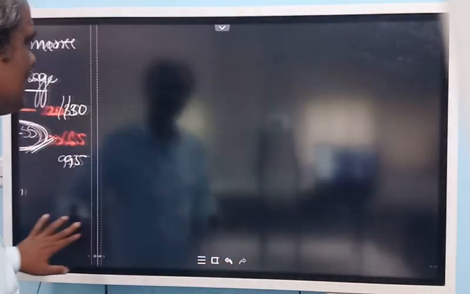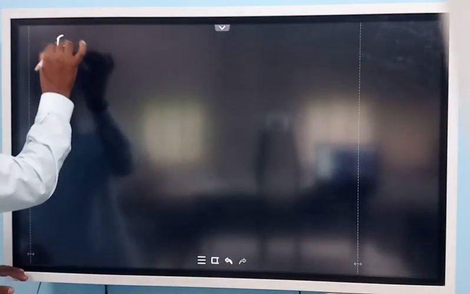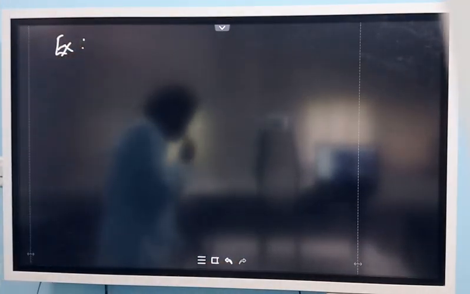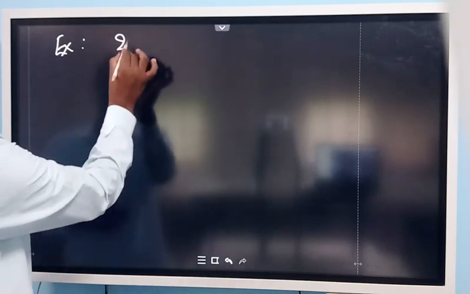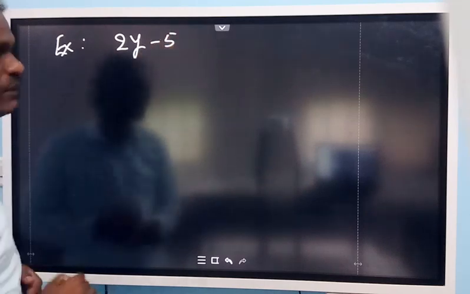Some more expressions I can write. You can write many examples. So 2y minus 5 is one algebraic expression.